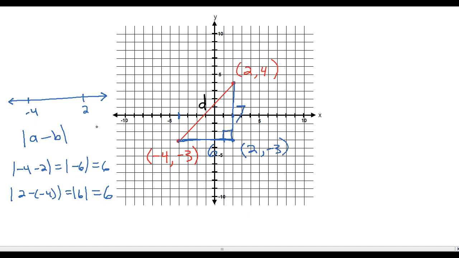So it looks like for the horizontal distance, because the y-coordinates are the same, I'm going to look at the two x-coordinates, -4 and +2. If I subtract them, I'll get the 6. Okay, now let's look at the y's. It's the same type of thing with the y's.